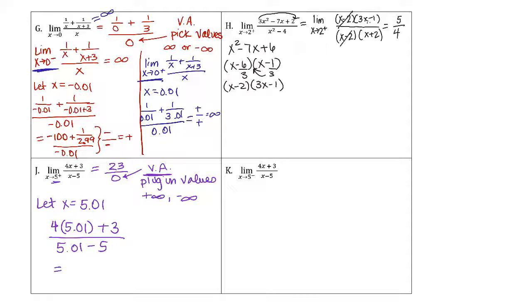Look at what you get for your signs. And the numerator is positive. 5.01 is bigger than 5, so it's positive. So notice that's both positive. So this answer would be positive infinity.